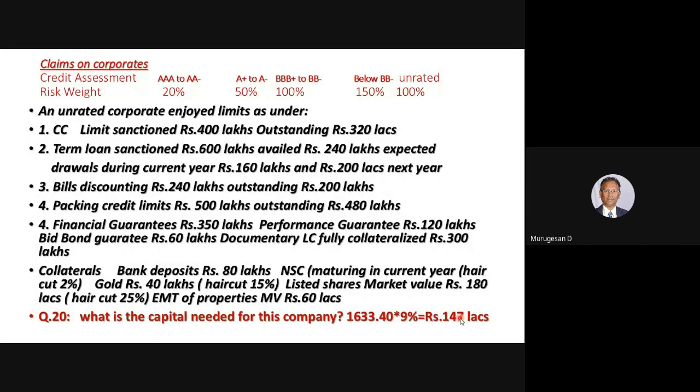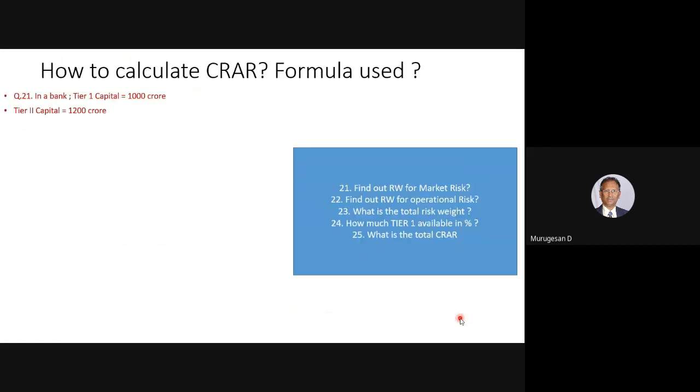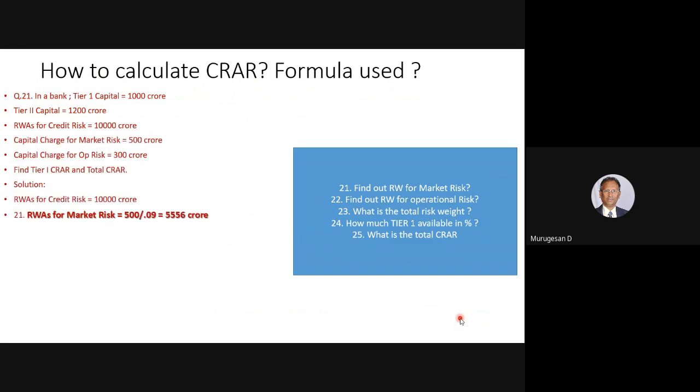You see, one big question, 5 mark. They will ask you to answer for 5 marks. Again, go through how to calculate CRR. This already we have discussed, so don't worry. How to calculate CRR? First, market risk. Capital, they have given 500 crore capital. So, risk weight will be 500 divided by 0.09. Why 0.09? 9% I have converted to decimal. So, 5,556. The next one, capital charge for operational risk 300 crore. So 300 divided by 0.09, 3333. Then capital RWA credit is 1000. So 1000.